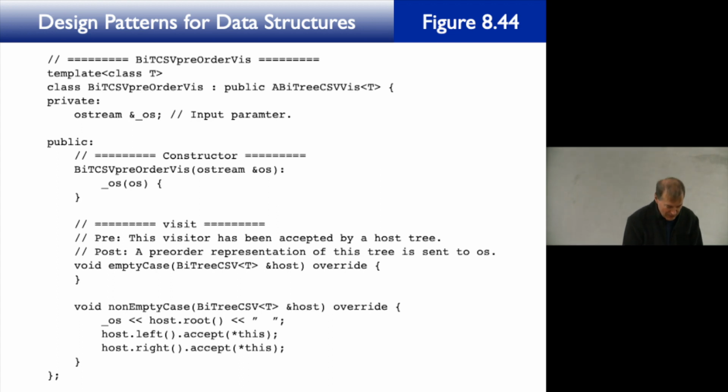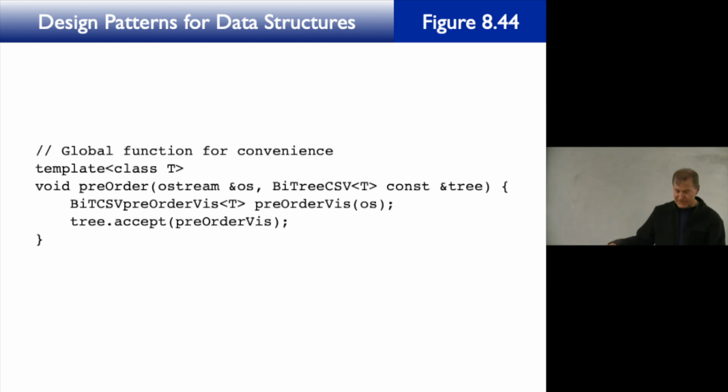So now what's going to be different? Oh, and then we had this pre-order convenience function, okay, where we just set up our little local visitor and did tree.accept, okay? Now what's going to be different? How are we going to do an in-order traversal? Well, I haven't defined it yet, but I think you can see how it is.